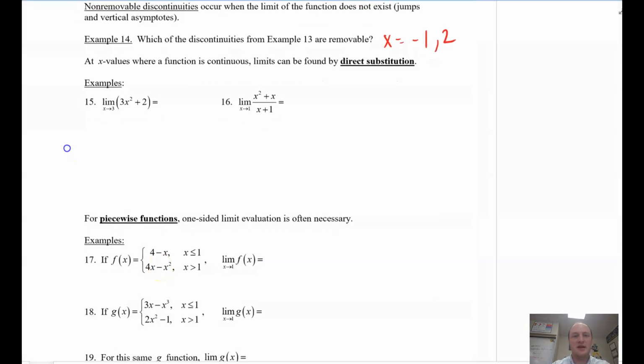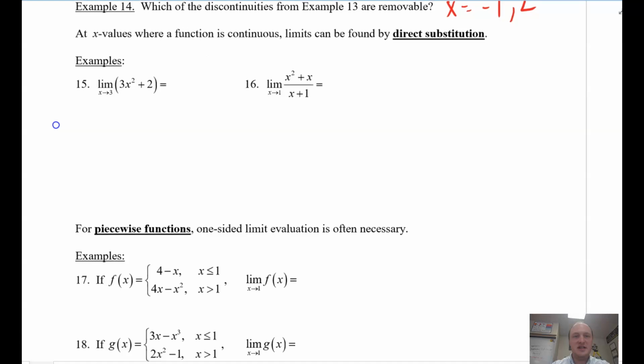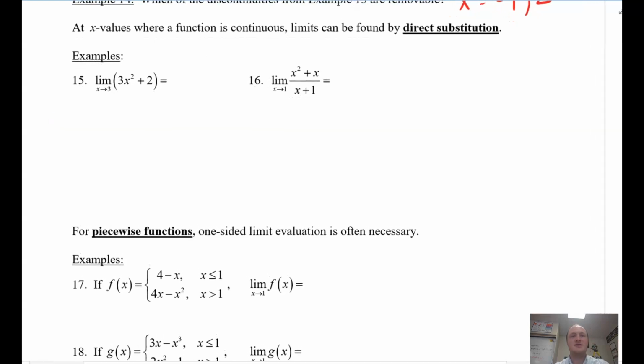Let's look at examples 15 and 16. It says that at x values where a function is continuous, limits can be found by direct substitution. So here we're looking at these examples, and all they want us to do is evaluate the limit. In order to determine this limit, they're implying that these functions are continuous.